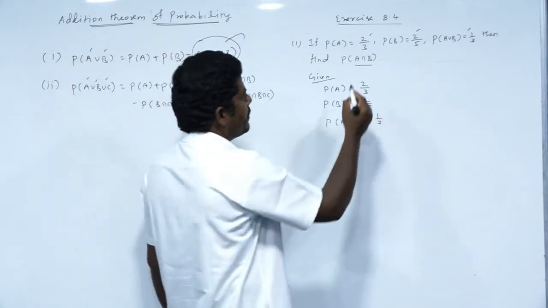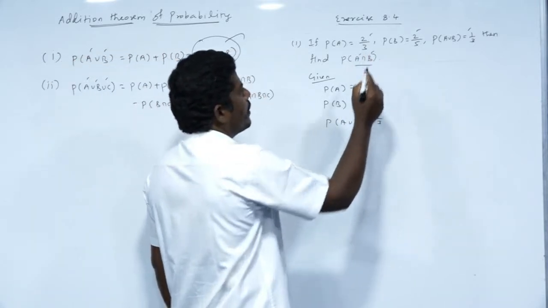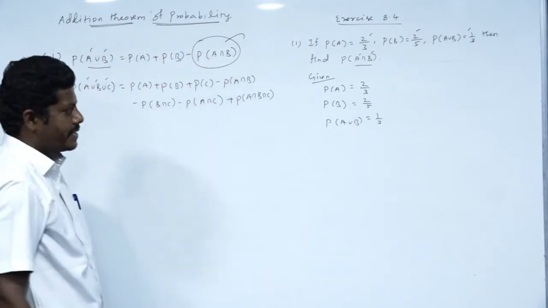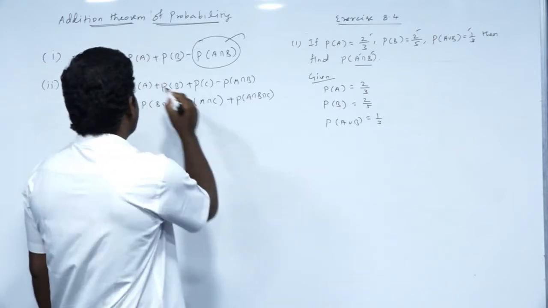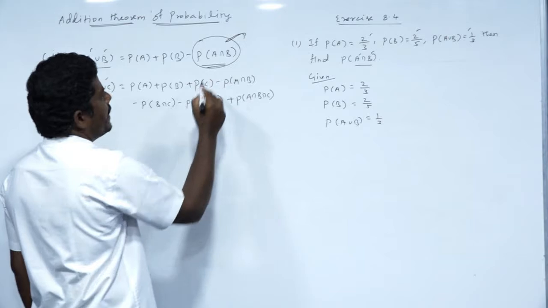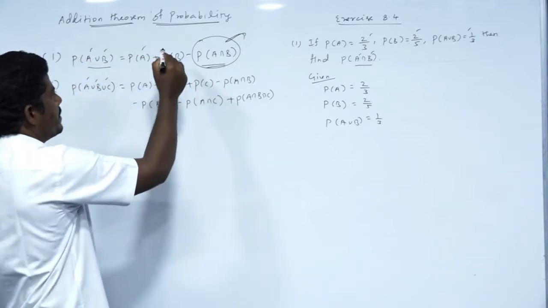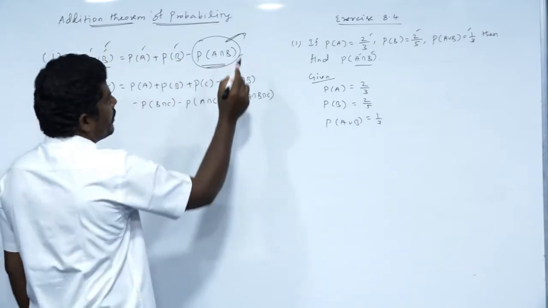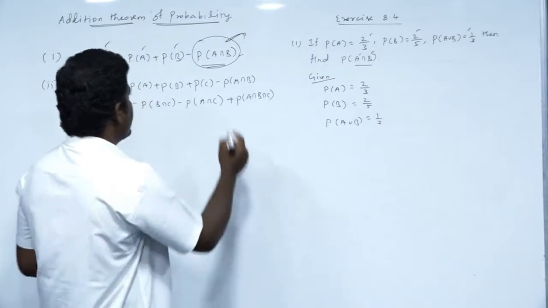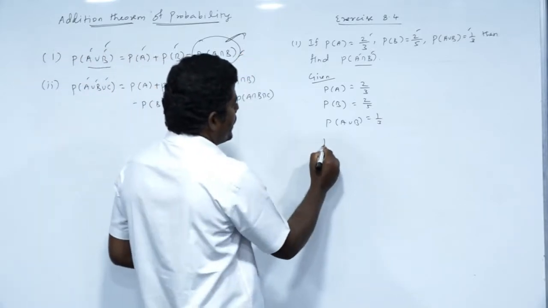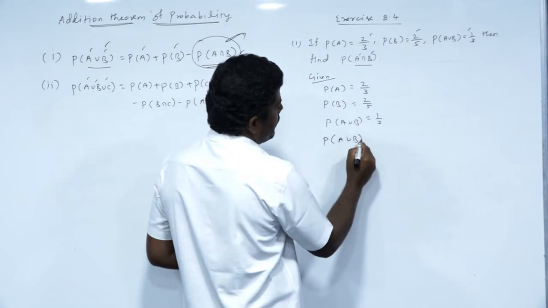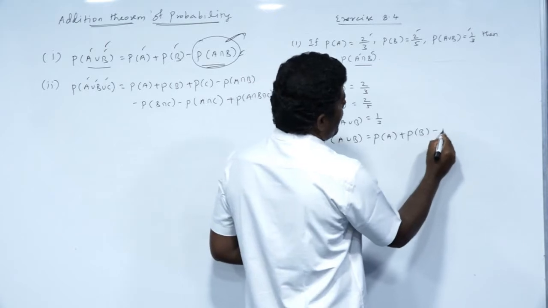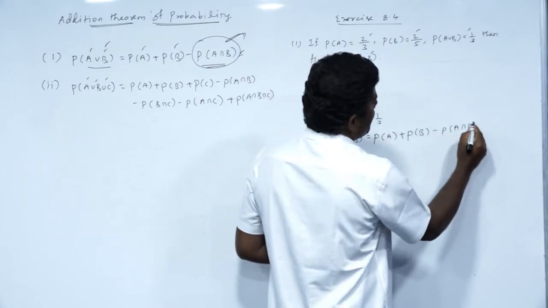This is the two event formula we want to apply here, because only A and B, two events, are used. From this formula I want to find out probability of A intersection B. Already probability of A is given, probability of B is given, and probability of A union B is given. Using these three we want to find out probability of A intersection B. So now we can use this first formula: probability of A union B is equal to probability of A plus probability of B minus probability of A intersection B.